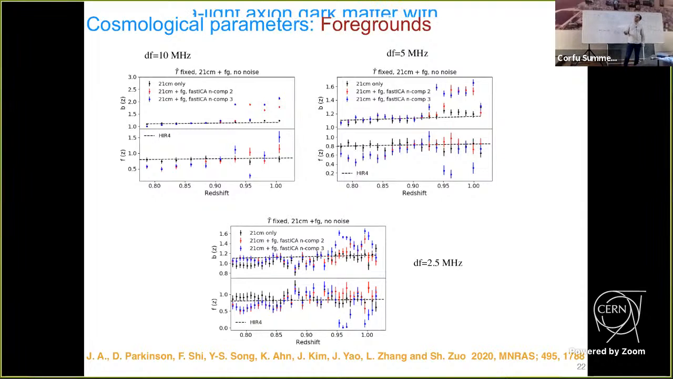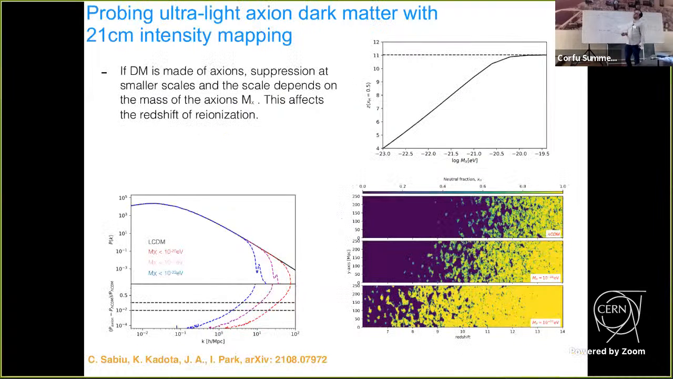And the last thing is, we just submitted this paper recently. In this case, we chose this ultralight axion model. These ultralight axions, depending on their mass, so the scale at which they suppress the power spectrum, produce a suppression in the smaller scale part of the spectrum. And the scale goes inverse with the mass of the axions. So the lighter the axion, the bigger the suppression.